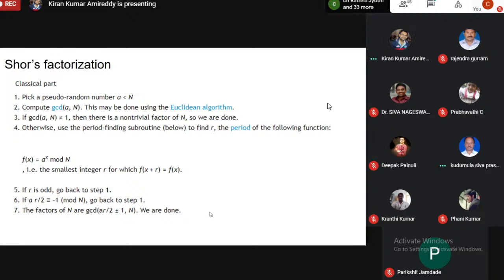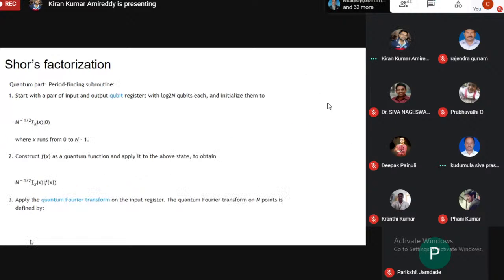So for the classical part, take the given number and pick any random number. Suppose we are looking for the number n, our given number. So our given number is n, and we are finding the factors for this.